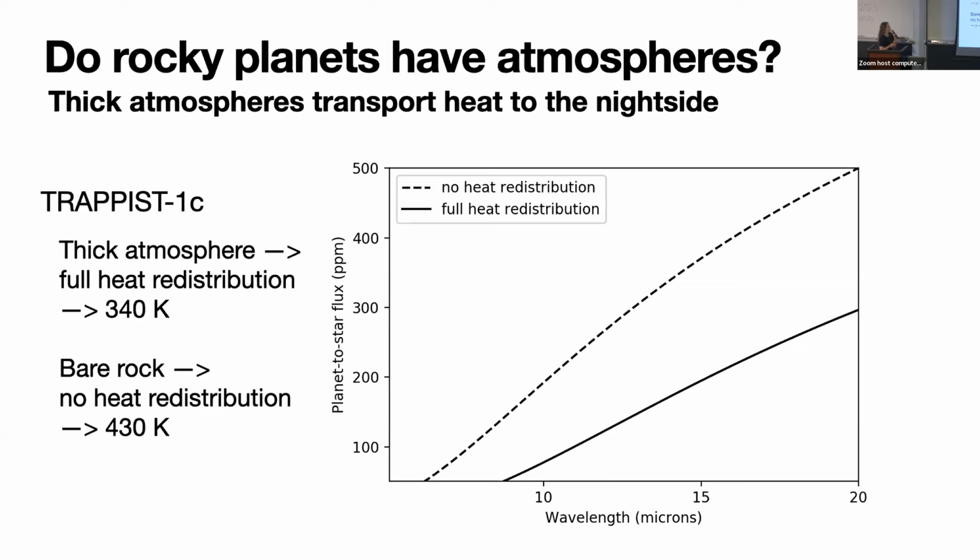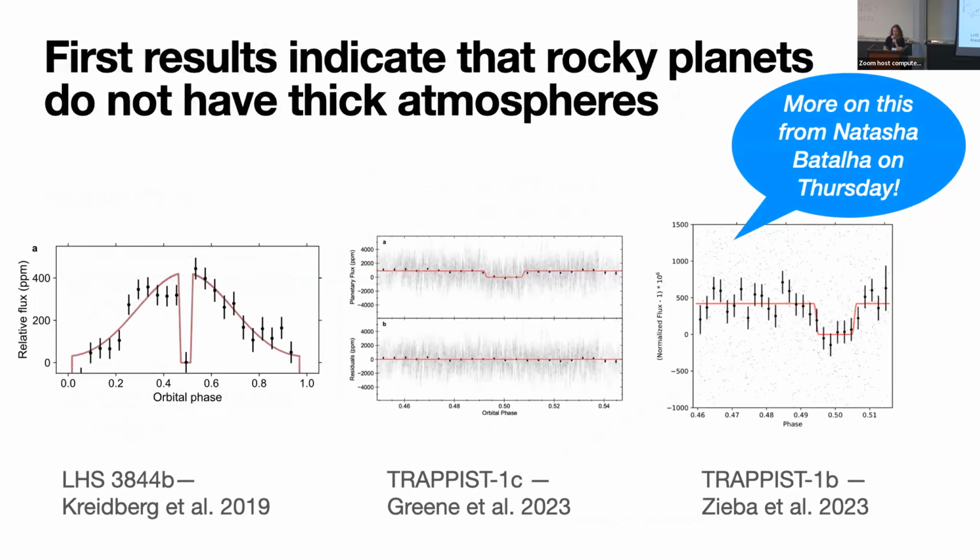I'm showing here two toy models for TRAPPIST-1c, a Venus-temperature exoplanet, same size as Venus, same temperature. If there's zero heat redistribution from the day side to the night side, you get a curve like that. If you get complete heat redistribution from the day side to the night side, you get this solid black line lower down because the temperature of the day side cools off. And this is finally now measurable thanks to JWST. And here's a summary of the results so far.